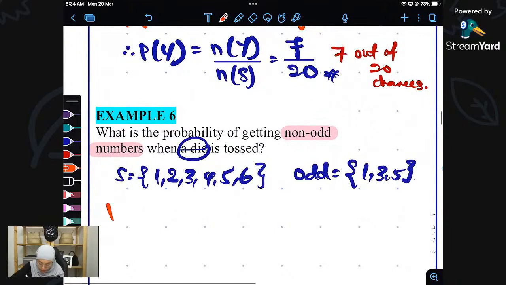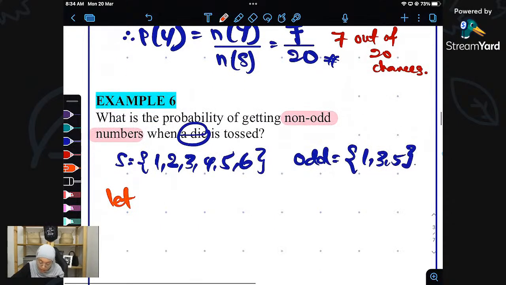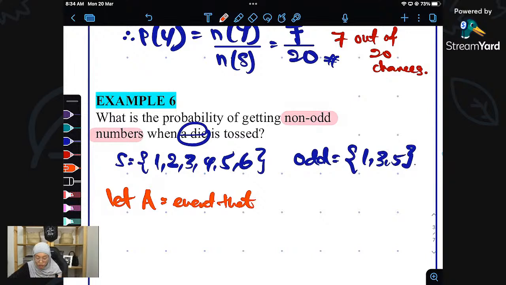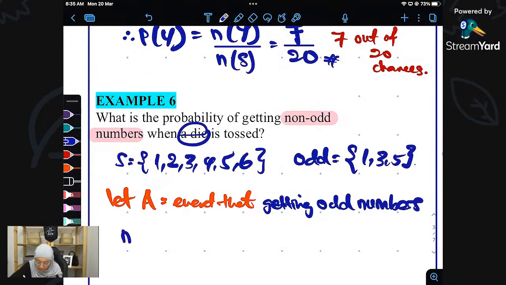Okay, give it a name. Let A be the event that getting odd numbers. You can give any name actually, but I like this one. Let A be equal to the event that getting odd numbers. Yes, this is the word. I am not looking for non-odd yet. I want to find the odd first. So the event that getting the odd numbers is probability of event A.